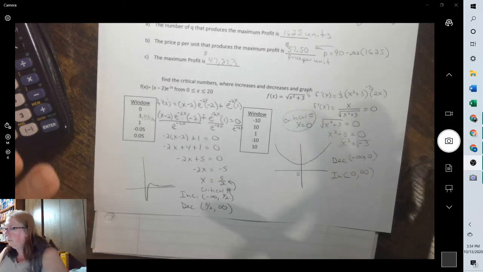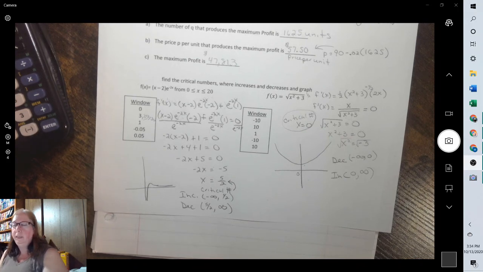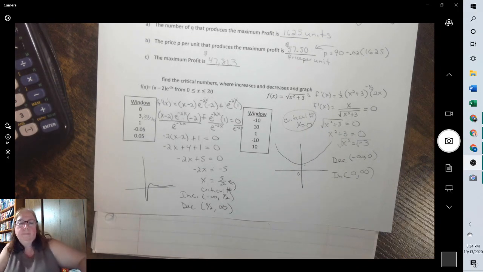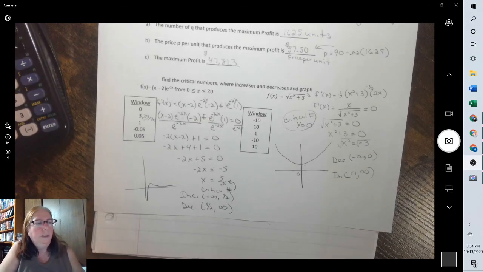So the biggest thing is making sure you know your derivatives and then being able to set them equal to 0 and solve. That covers 13.1 and 13.2.